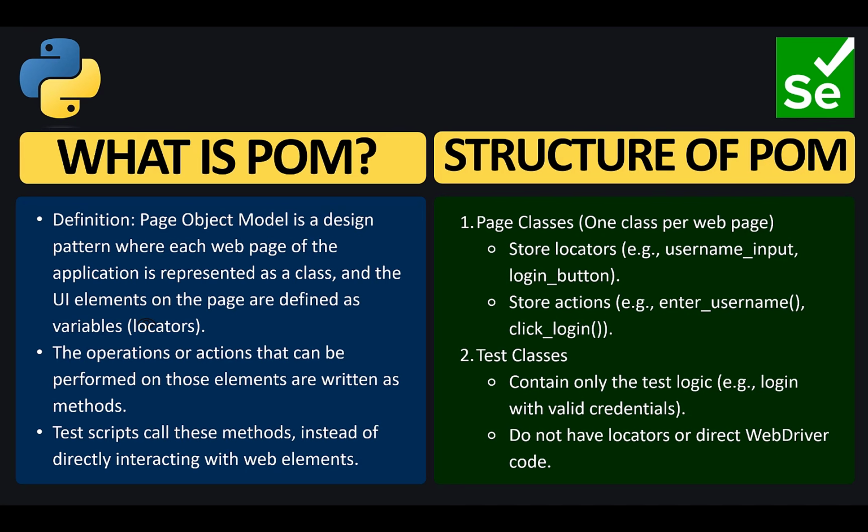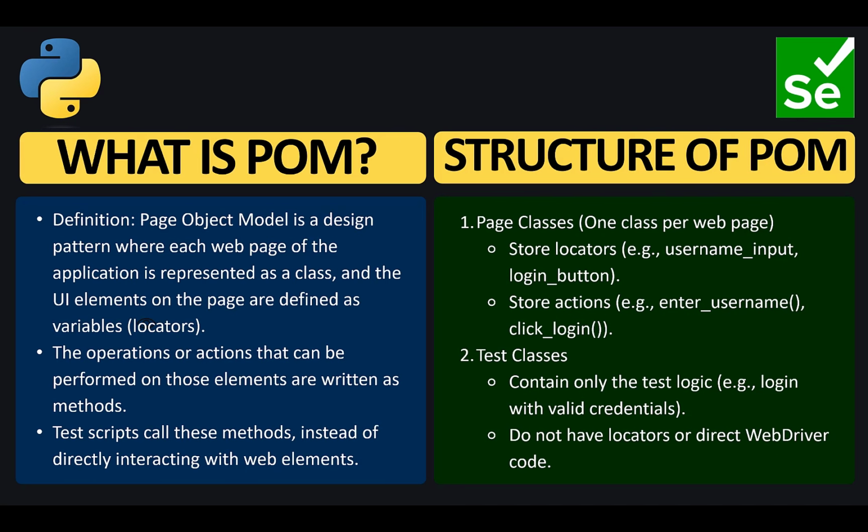Now, what is the page object model, or the POM? Basically, it's a design pattern where each page of the application is represented as a class, and the UI elements of the page are defined as variables, which are basically locators. The operations or actions that can be performed on those elements are written as methods. Test scripts call these methods instead of directly interacting with the web elements.